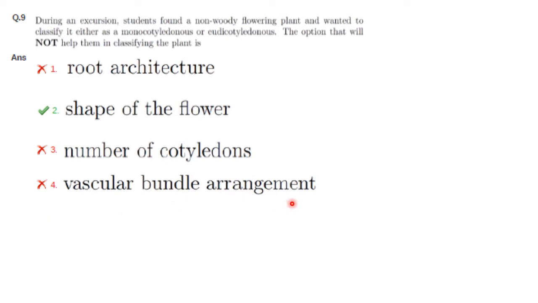Then vascular bundle arrangement, one is exarch, one is endarch, one is polyarch whereas the other is not. So based on the vascular bundle arrangement also, monocotyledons and dicotyledonous plants can be distinguished. So what is the option that will not help in classifying the plant? It is the shape of the flower. So this is a direct question.